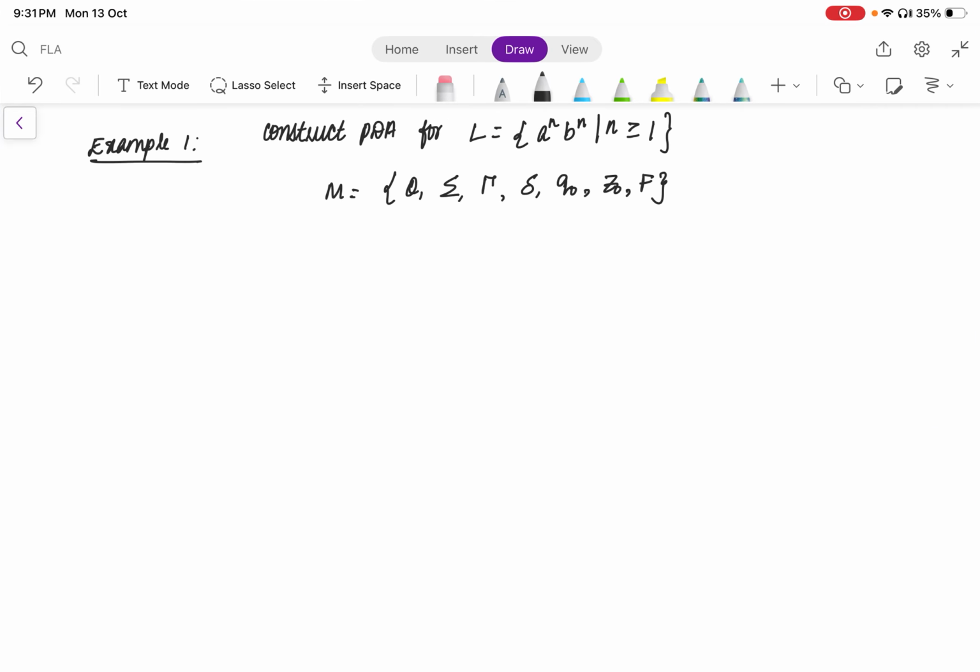In this video, we'll see a few examples of push-down automata. So the question is: construct a PDA for the language L equal to a power n b power n, where n is greater than or equal to 1. So how does the language look? If n is equal to 1, then it would be a power 1, b power 1, so ab. Then aabb, then aaabbb, and so on, which implies the number of a's is equal to the number of b's.